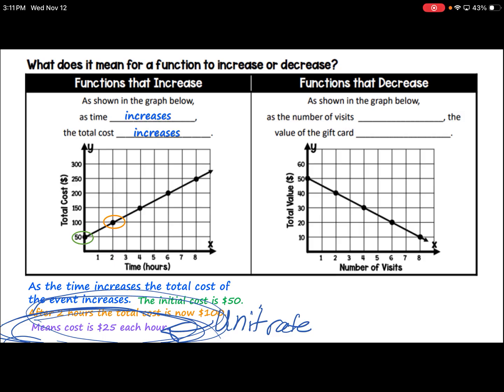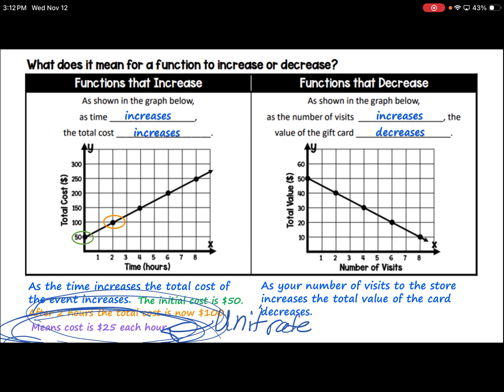As the number of visits increases, the number of visits is going up. What's happening to my gift card? Right, I get a big gift card to Starbucks. Every time I go, they swipe my card. What's happening to the value on my card? It's going down because I'm spending money. How much was my gift card for? $50. How much am I spending at every visit?